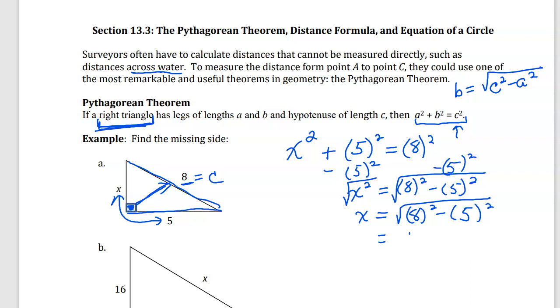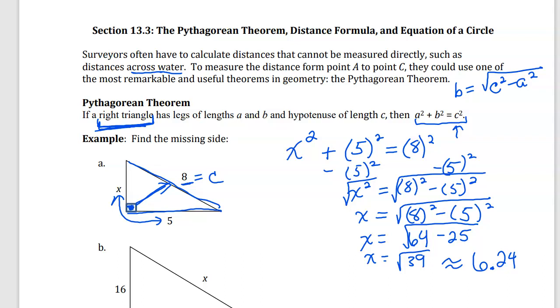So a squared is 64. I'm sorry, 8 squared is 64. 5 squared is 25. And I don't want to forget my square root. So 64 minus 25 is 39. So this right here is actually your exact answer. So x is equal to square root of 39. It can't be broken down any further. I'm going to show you one in a moment where it can be broken down. So this is an exact value. Your approximate value, if I were to take the square root of that, would be approximately 6.24.